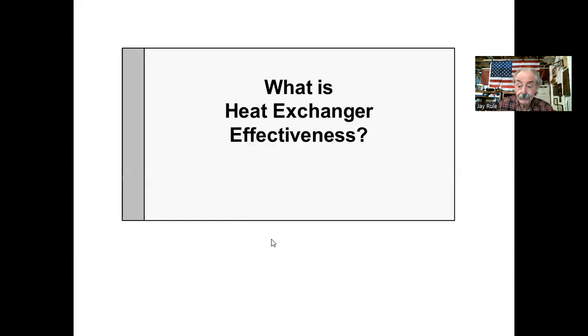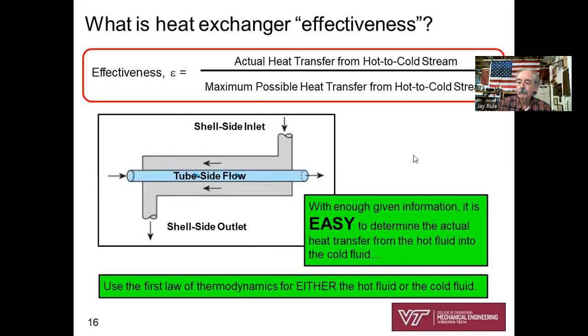Okay, so finally, what's the definition of heat exchanger effectiveness? Here's the definition. Effectiveness, which we call in heat transfer class epsilon, Greek letter epsilon, is the actual heat transfer from the hot to the cold divided by the maximum possible heat transfer from hot to cold. Actual divided by maximum possible.